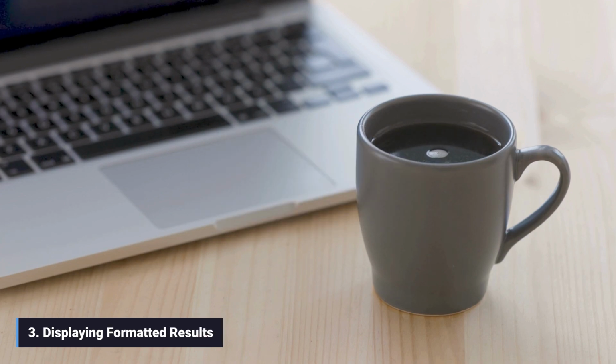3. Displaying formatted results. Since the division may result in a long float, we will use F-string formatting to display the average rounded to 2 decimal places for better readability.